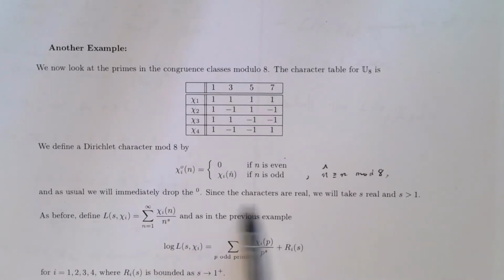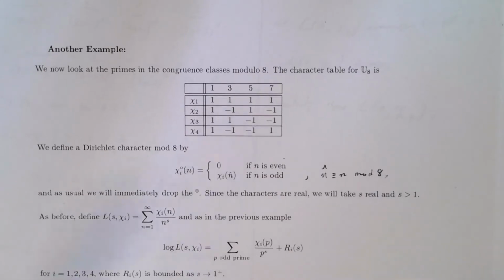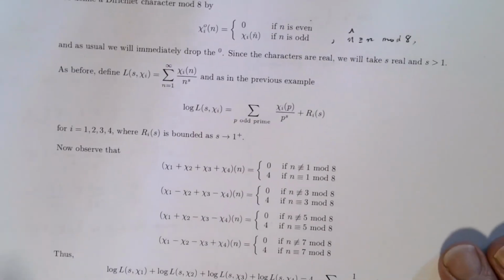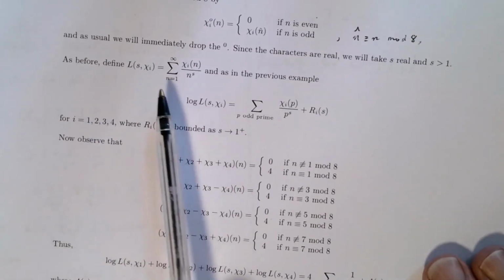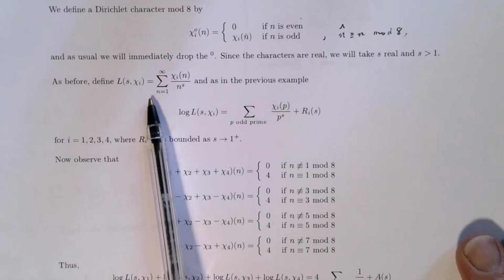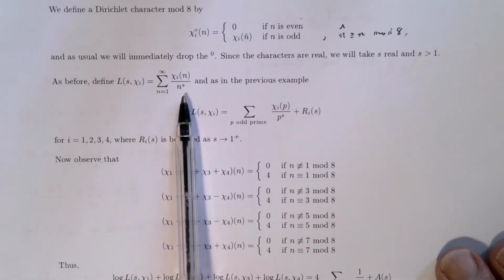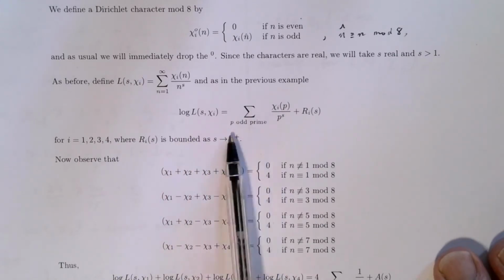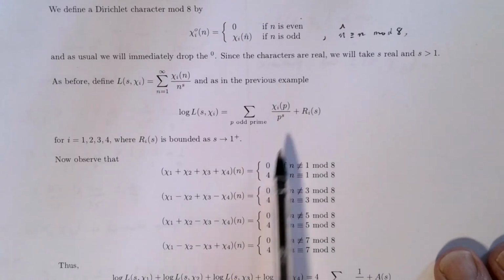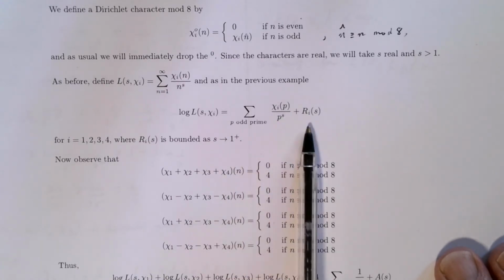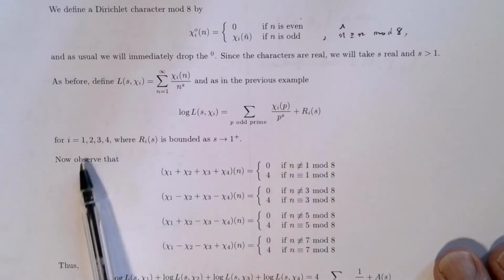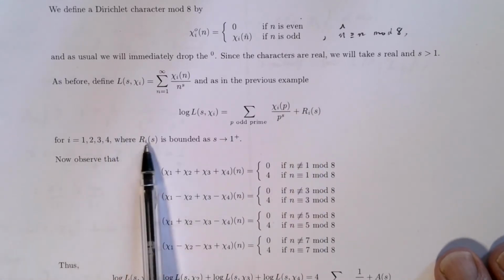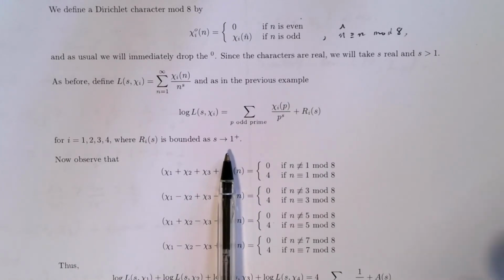Now, since the characters are real, we'll take s to be real, and we'll, as usual, take s bigger than 1. As before, we're going to define the L functions for each of these chi's. So there it is. And as before, we saw that the log of L of s and chi i is just the sum over p prime of chi i of p on p to the s, plus you're going to get some remainder. And this will be true for i equals 1, 2, 3, and 4. And each of these remainders is bounded as s goes to 1 from above. The proofs of these are all exactly the same as we saw in the earlier section.